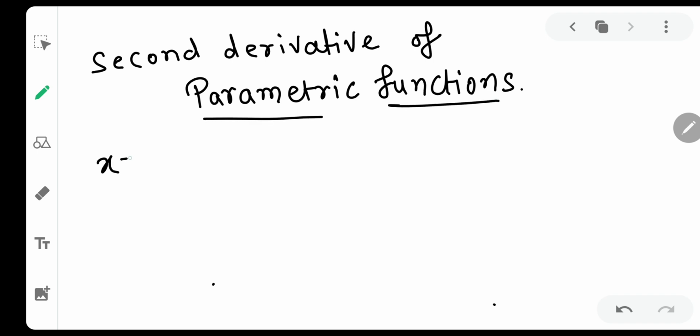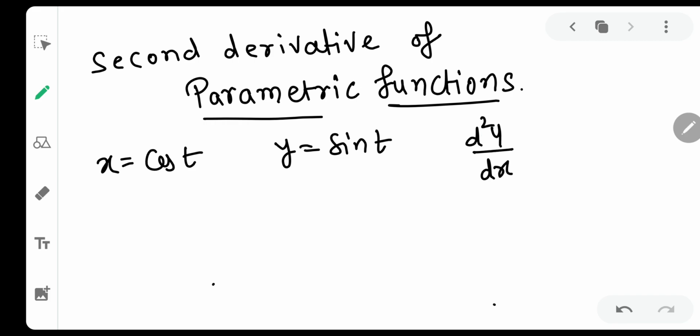It's very simple. Suppose x is equal to cos t and y is equal to sin t, and they ask you to find out d2y by dx2, then people find it very easy. Let me tell you, people find it very easy, but 99% of the students make mistake in this, because no matter how trivial this seems, this is a bit complicated concept. Okay, so I'm going to deeply explain this stuff so that the concept is clear.